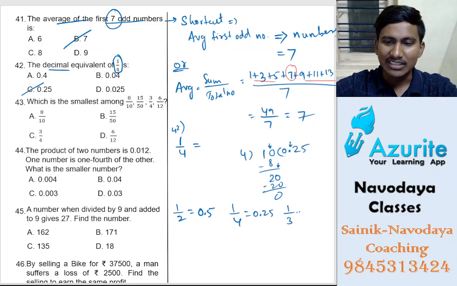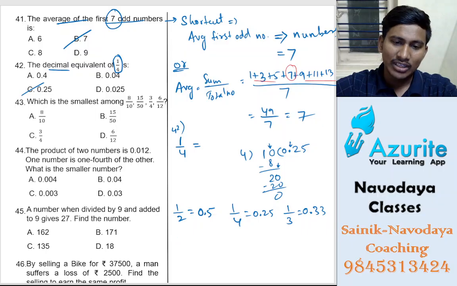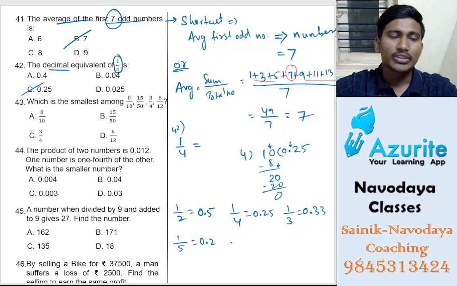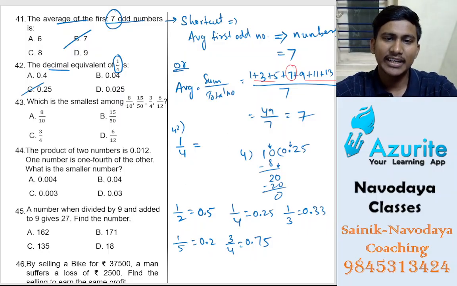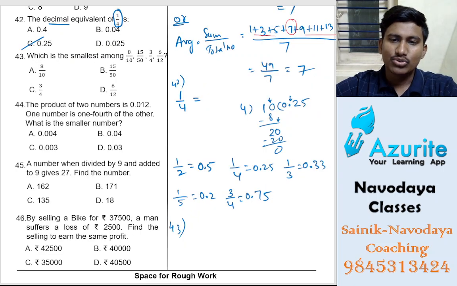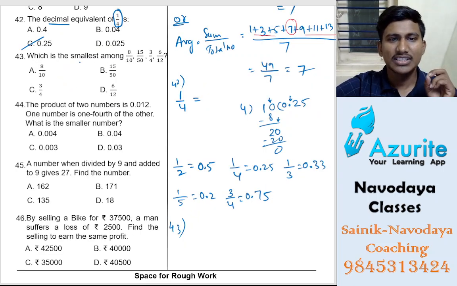1 by 3 means 0.33, okay, and 1 by 5 means 0.2, right, and 3 by 4 means 0.75. You should remember this, understand, that will help you. Write it down. Let's do the 43 question. Which is the smallest among these fractions?